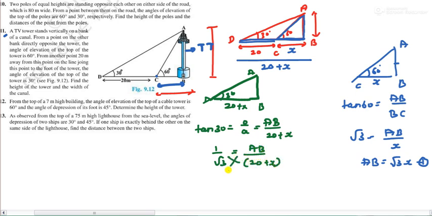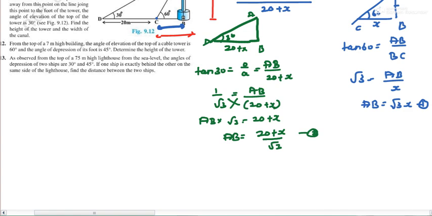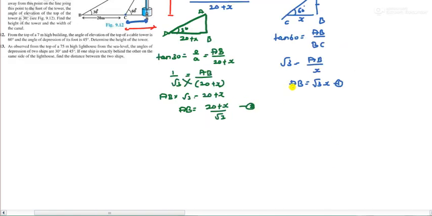Now do the cross multiplication. So AB into √3 is equal to 20 plus x. So what will be AB? AB will be 20 plus x by √3. Now take this as equation 2. Again, similar to the previous question, both of them are AB, correct? Equation 1 and 2 are AB. So with that we can say 1 is equal to 2.